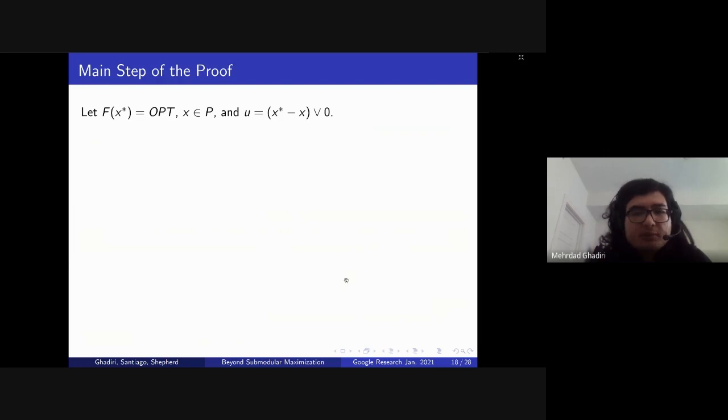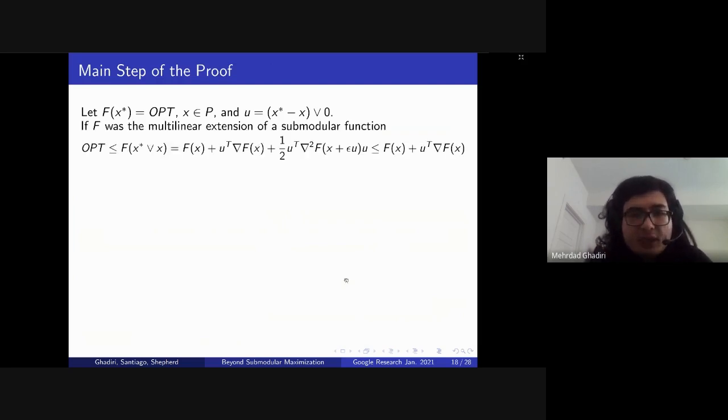So suppose f of x star is equal to the optimum. I mean, x star is the optimum. x is some point in the polytope, and u is x star minus x, and we take the positive part of that. v is the entry-wise maximum for a vector. So if for some coordinate x star is less than x, we just take 0 for that coordinate. And basically, for submodular functions, we have this chain of inequalities.